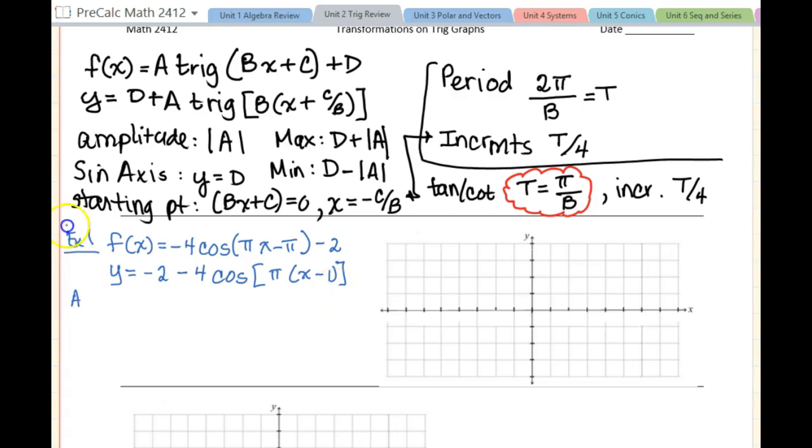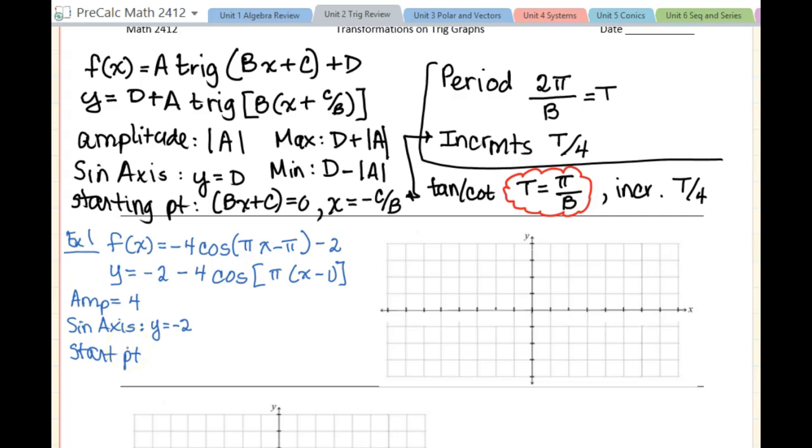We can see that our amplitude is going to be equal to 4. Remember, we find that right here. We get the absolute value of that. We're going to find our sinusoidal axis, and that is going to be y is equal to negative 2. We can find it either here or back here in the back. We can find our starting point.